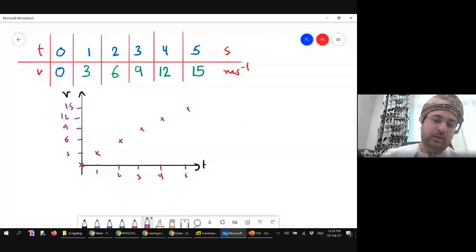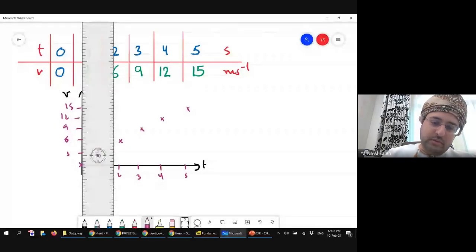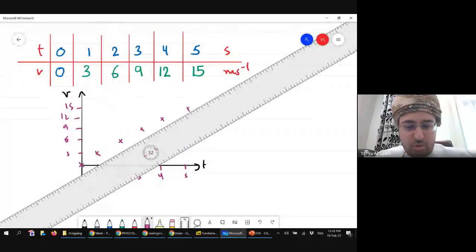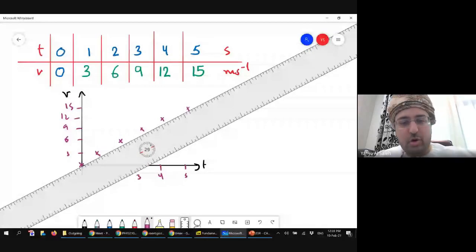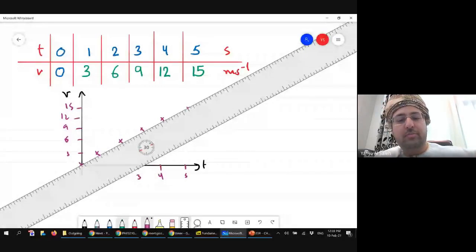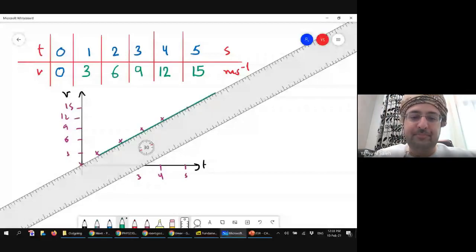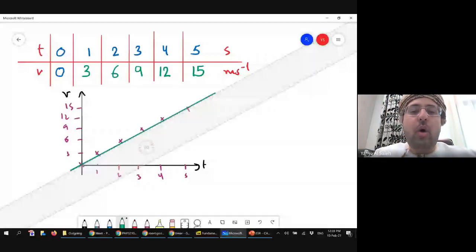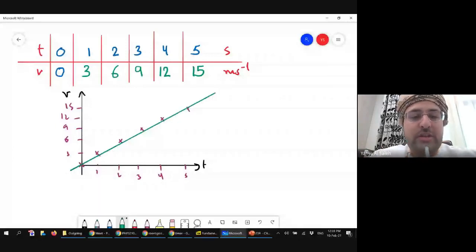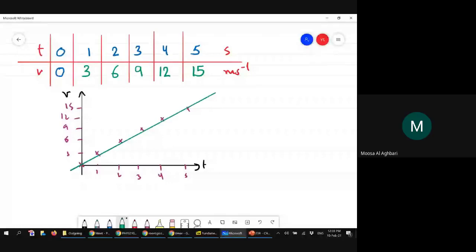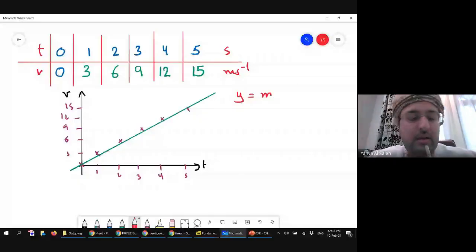Just as you did in your labs, I will draw a straight line. I'm not very good at drawing, so my line is not going to go through all the points, but it's supposed to. If I want to give this straight line an equation, what is it going to look like? y equals mx plus the intercept of y, so y equals mx plus c. Let's substitute the right letters.